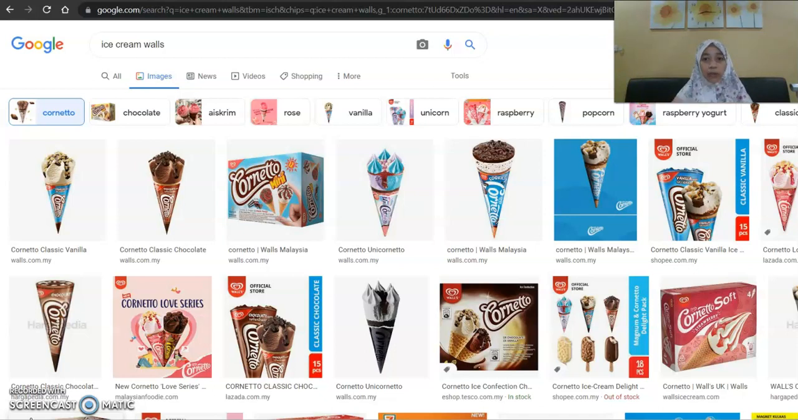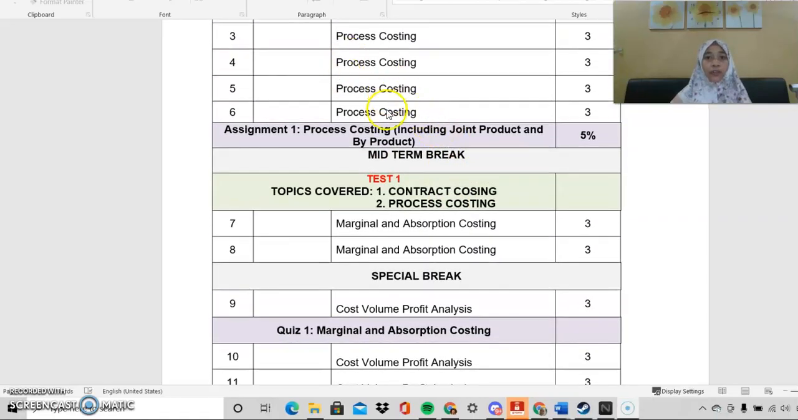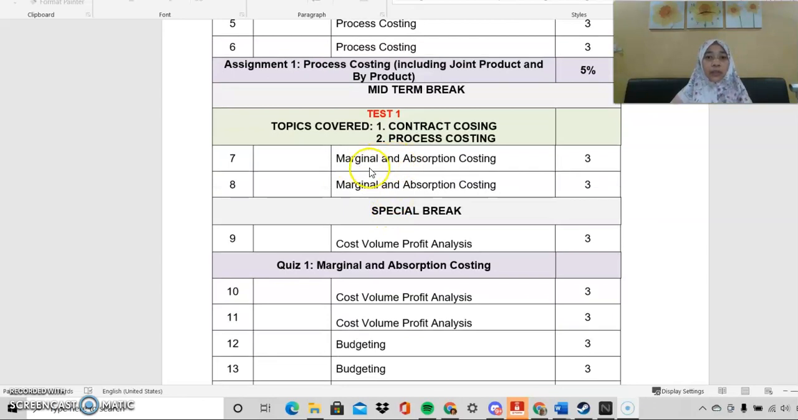So how do you calculate or determine the cost if your product undergoes this type of process? We will go into more detail again on the elements of cost. You will have the material, the labor, overhead, and so on, right? After you have finished with process costing, we will go into marginal and absorption costing. After you have determined all the elements of cost, you have to determine the costing methods. Then we go into marginal and absorption costing.